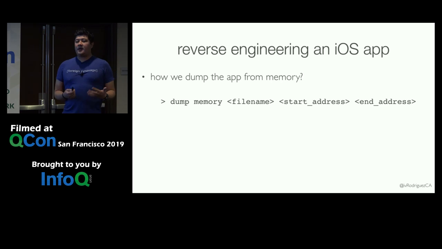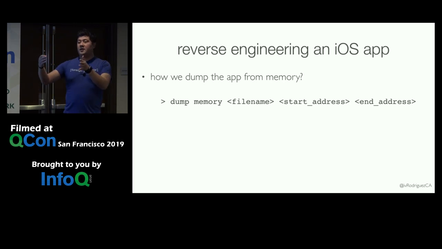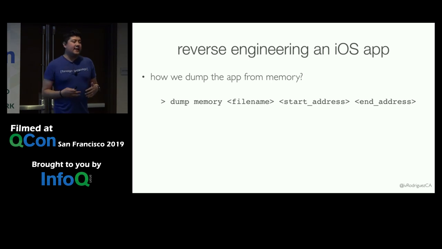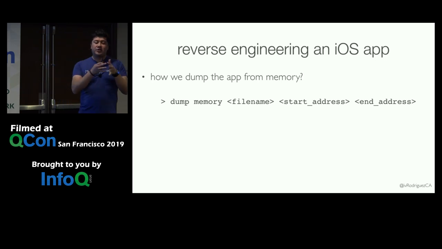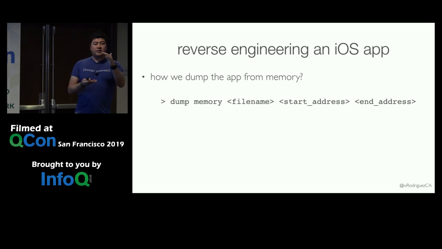So how do we do it? We can use some tools like dump memory, where it takes a file name, which in this case is the binary app, and then an offset of memory that we want to dump. The reason is because all the binaries have a header that indicates what portion of the binary is encrypted. It's not the entire binary that's encrypted. So with this information, we can ask iOS to load it into memory, and then we dump that portion of the binary that is encrypted.